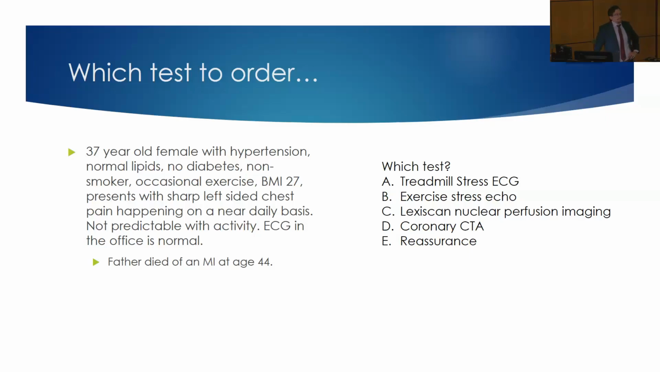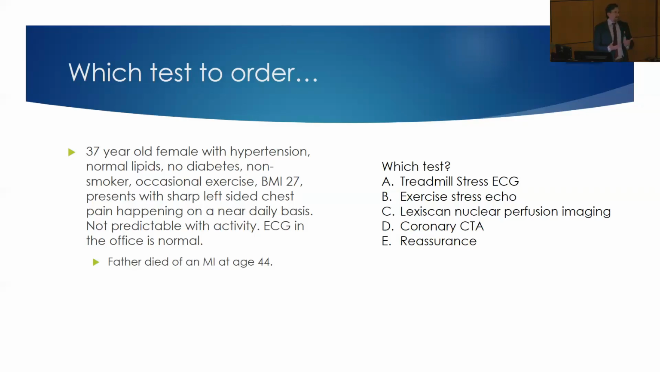So let's think about an example here. A pretty typical scenario that I see, for example, a 37-year-old female with hypertension, cholesterol is pretty good, no diabetes, non-smoker, gets occasional exercise, BMI is 27, but she has this sharp left-sided chest pain that happens on a near daily basis. It's not necessarily predictable with activity. She might not have it when she's exercising.